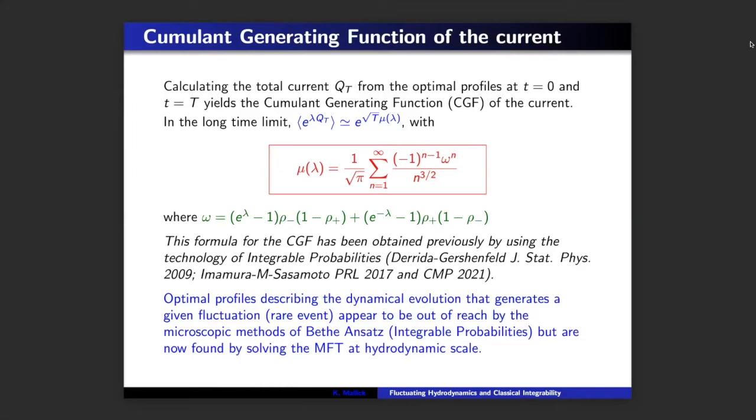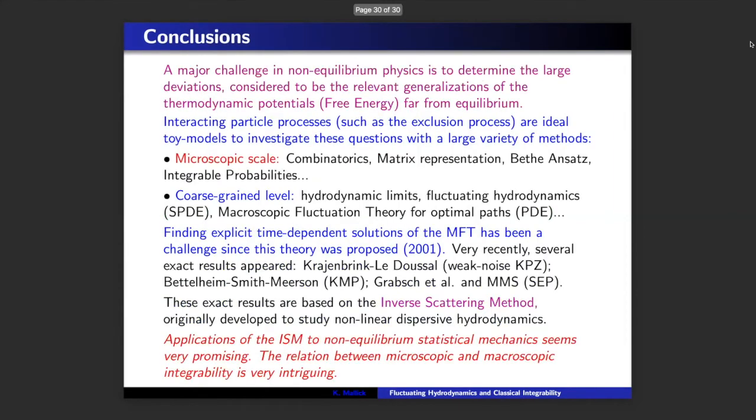The nice thing with this MFT, again, is that it allows you to compute the optimal profiles, so the history of the system. Deep inside, I have the faith that this could have been done by using Bethe Ansatz microscopically, but I have absolutely no clue how to follow the history by using Bethe Ansatz. It should be possible, but for the moment, we are already happy that we could solve the MFT equations. So I'm going to conclude.